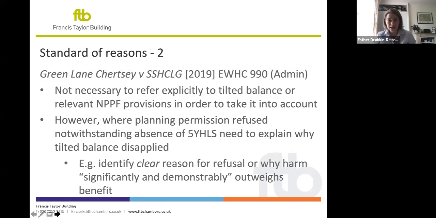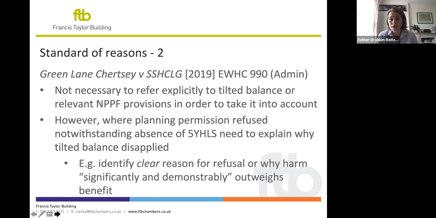Another case dealing with the standard of reasons is Green Lane, Chertsey. This was a challenge to a refusal of planning permission by an inspector for a housing development at Green Lane in Chertsey in Surrey. It wasn't disputed that the local planning authority could not demonstrate a 5-year housing land supply. And the court agreed with the claimant and quashed the inspector's decision on the basis that the inspector had failed to apply the tilted balance or have regard to the substantial need for new dwellings in the area.